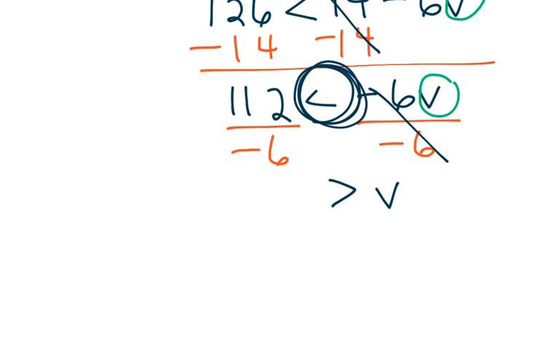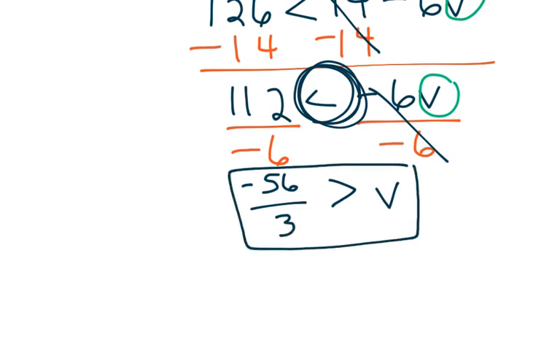Then let's see, 112 divided by negative 6. That is not a nice number. So what I'm going to do is change that to a fraction. So I get negative 56 over 3. So there is the answer to this inequality.